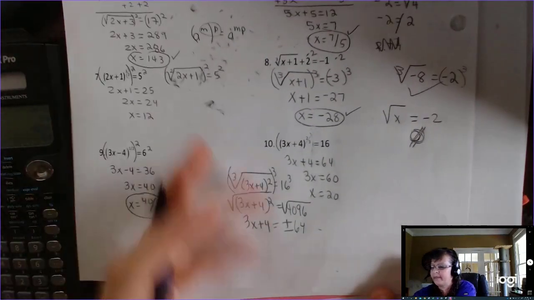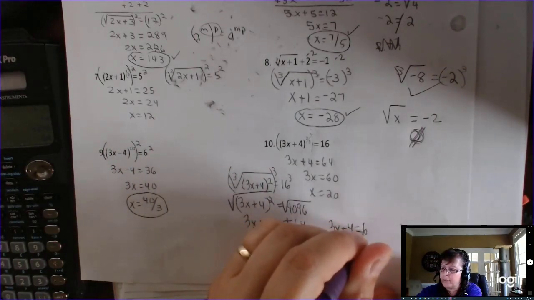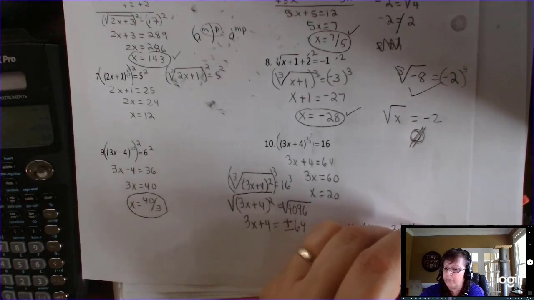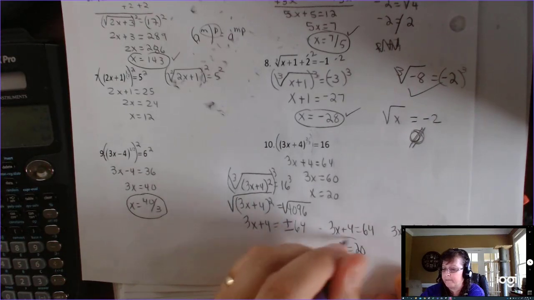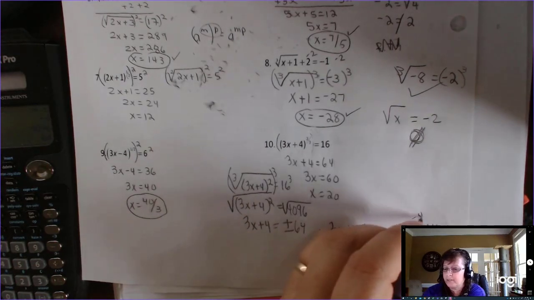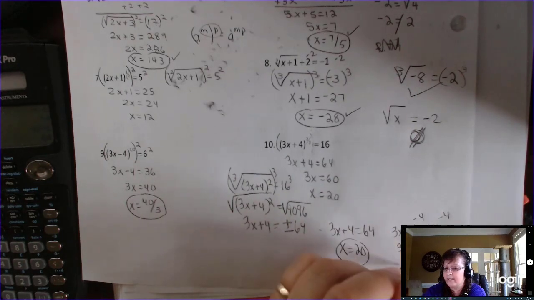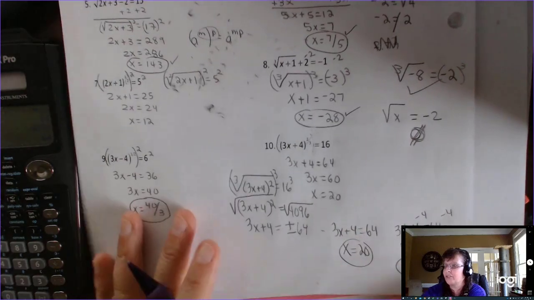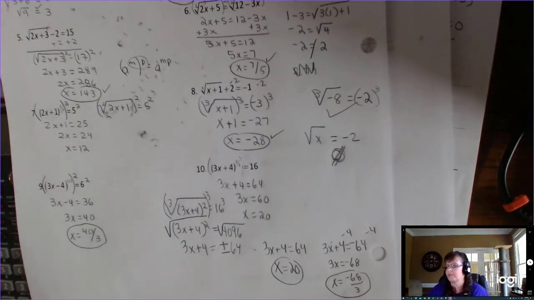And I have missed this so many times, but not anymore. I have to go back and fix it. So what this means is you're solving 3x plus 4 equals 64, or 3x plus 4 equals negative 64. And we solved that one, we got x is 20. But we also have to solve this one, and you get 3x equals negative 68, and x is negative 68 over 3. So this one actually has two answers.